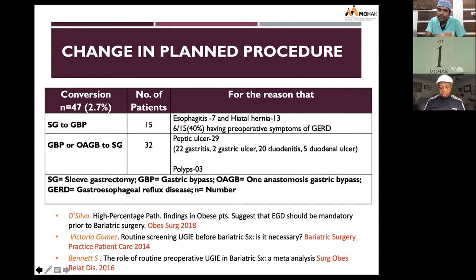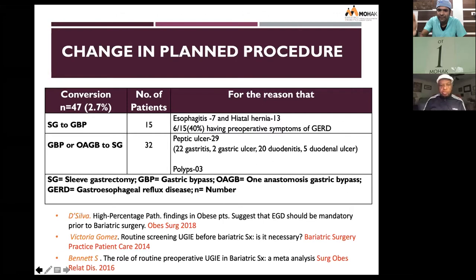So if you see, out of the 1900 odd patients, we had to change a plan from sleeve to gastric bypass in 15 because of the pathologies, and from gastric bypass or one anastomosis to sleeve in 32 patients. So in total the number is 47. Now, if you divide 47 by 1900 patients we did, this number turns out to be 2.7%, which means that the plan in 97% of the patients did not change. In 3% of patients, we had to change the plan on the table, where some had to be converted to a gastric bypass and some from gastric bypass to the sleeve.